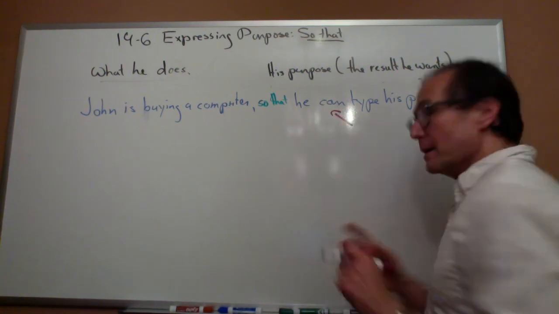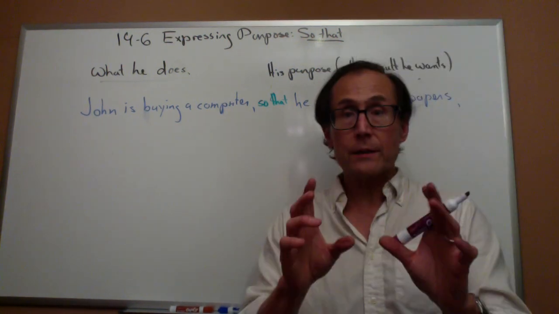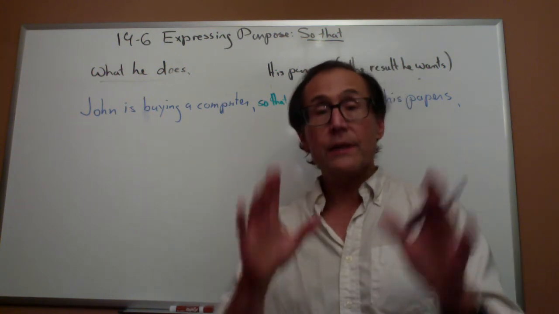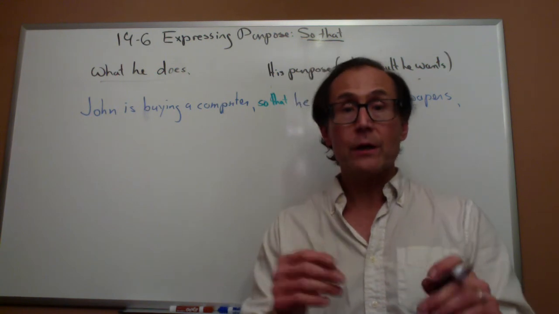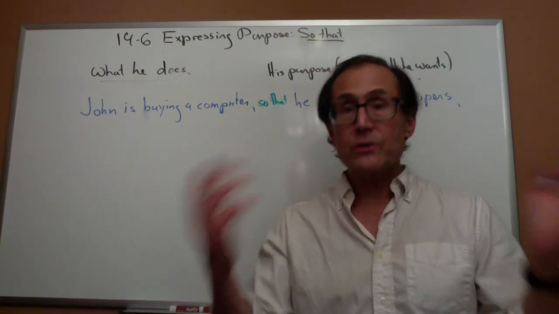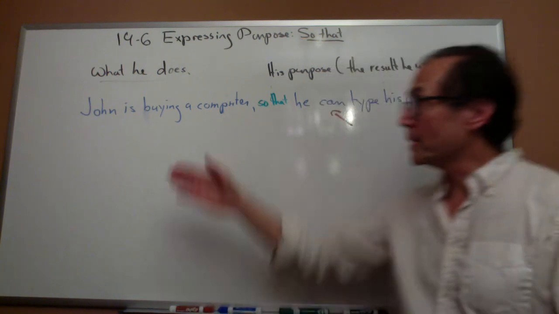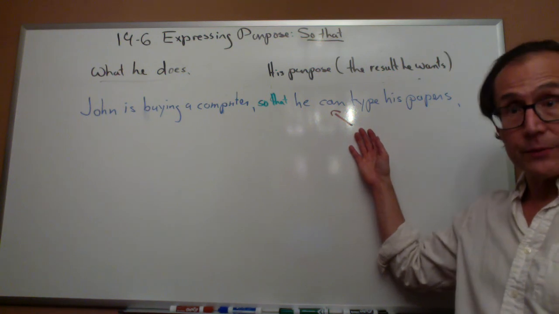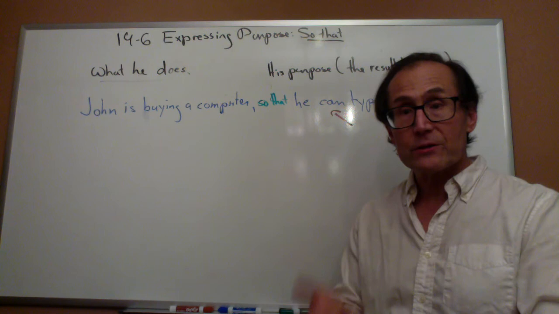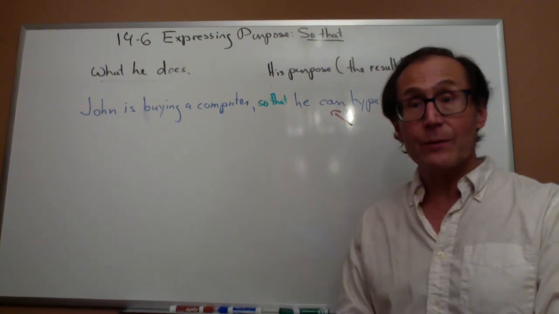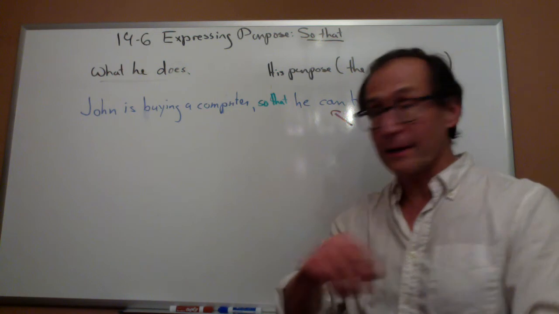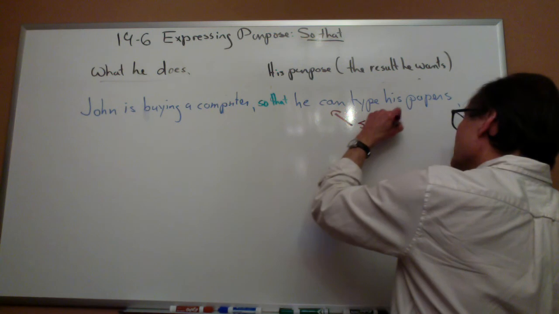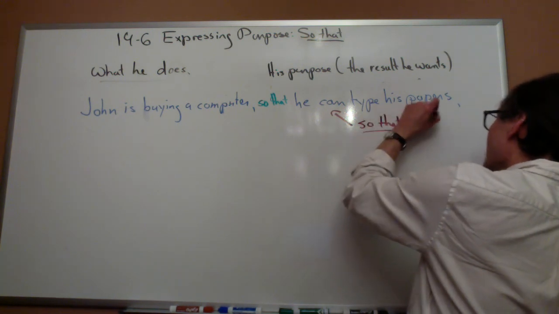remember we said a few minutes ago that so that is often used with will. So that can also be used with can. And I use can when I want to show ability. John's buying a computer because he wants the ability to be able to type his papers. So if I'm doing something so you can do something, I will use so that with can. So I'll write here so that is also used with can.